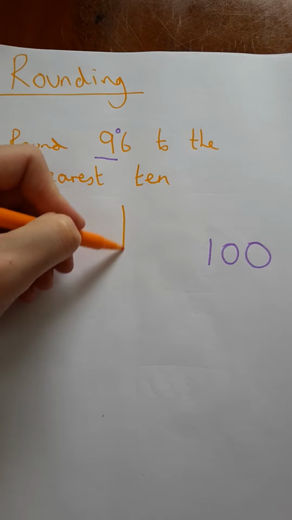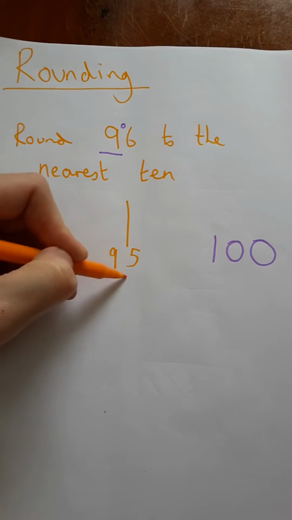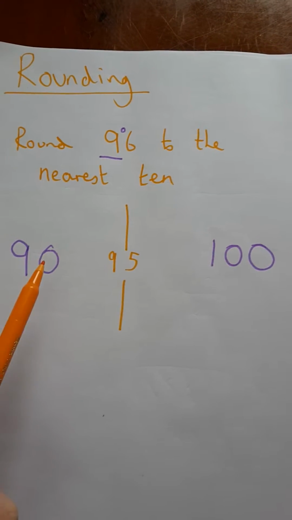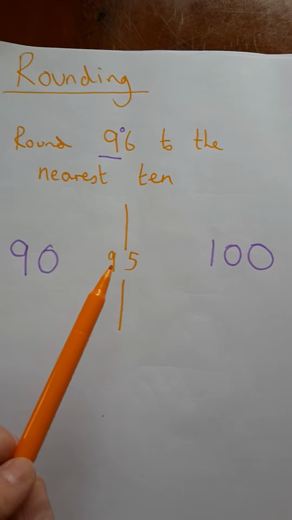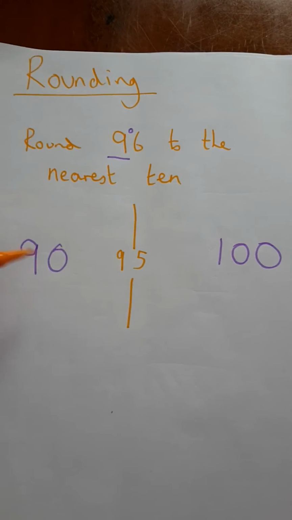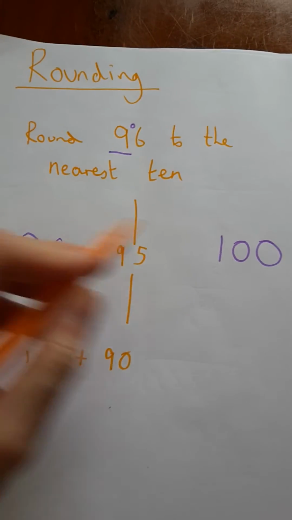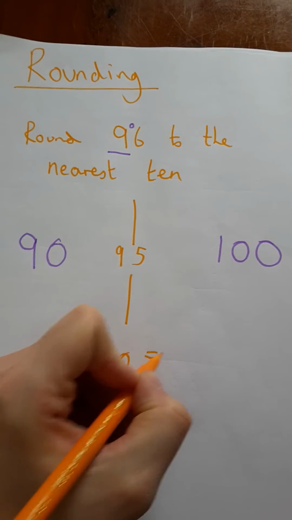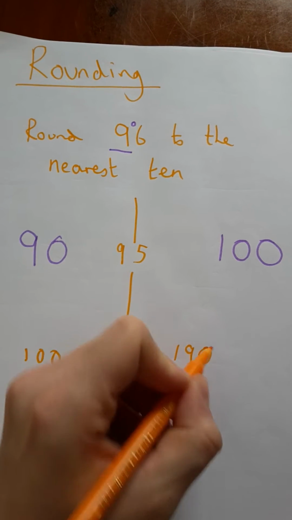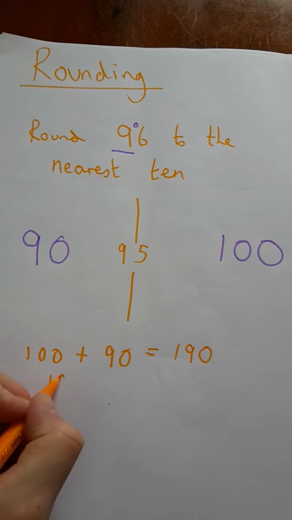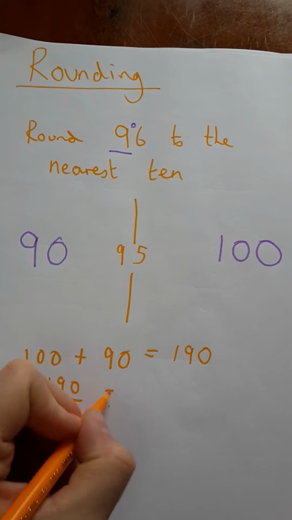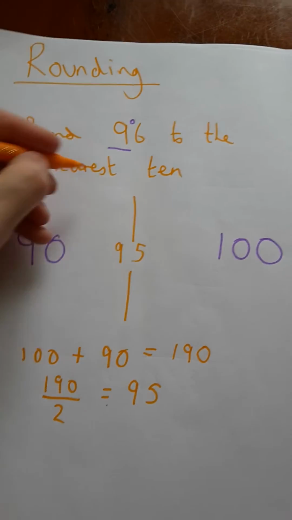The easiest way to do that is find your midpoint. Now, halfway between 90 and 100 is 95. One of the best ways to find a midpoint is actually to add each end up, so 90 and 100 added, which gives us 190. If you then divide that by 2, that will give you your midpoint, which is 95.